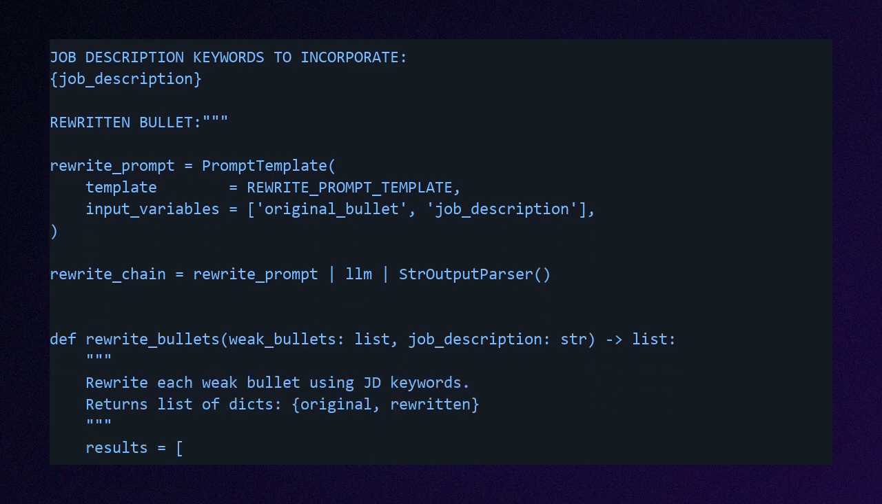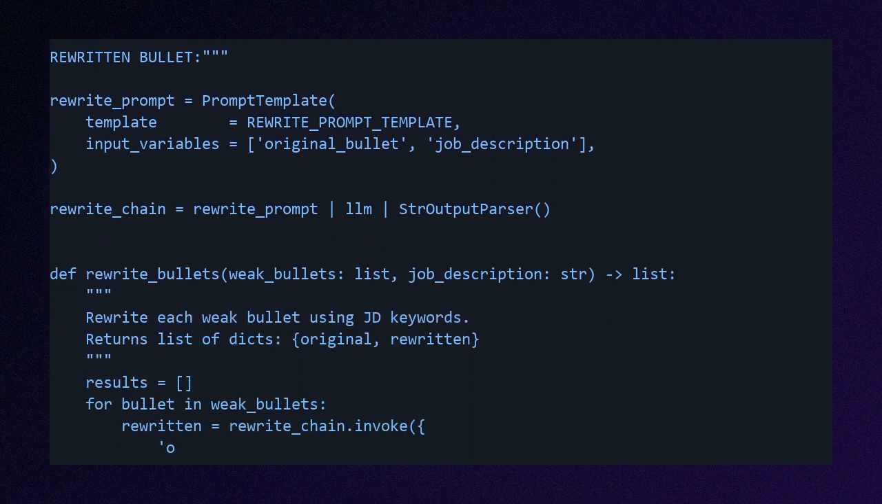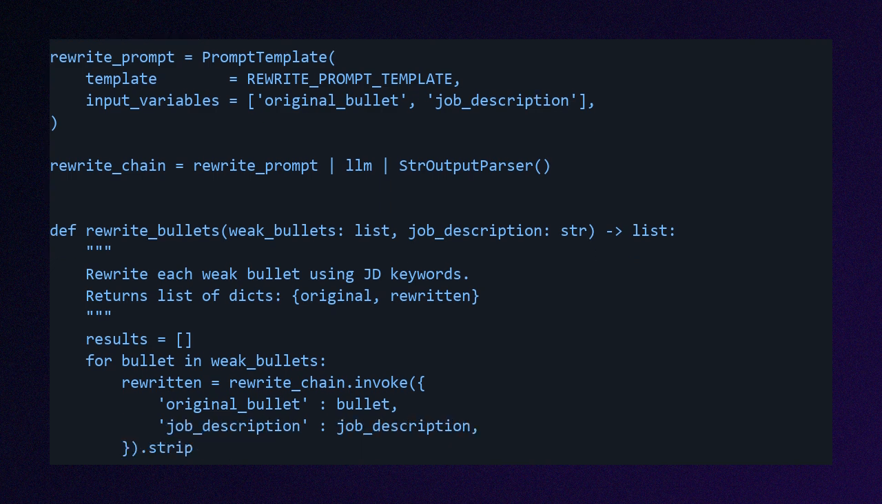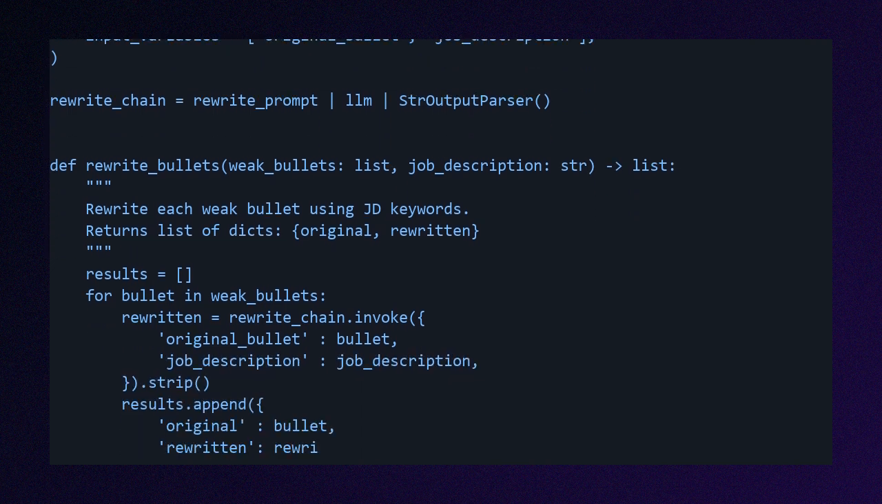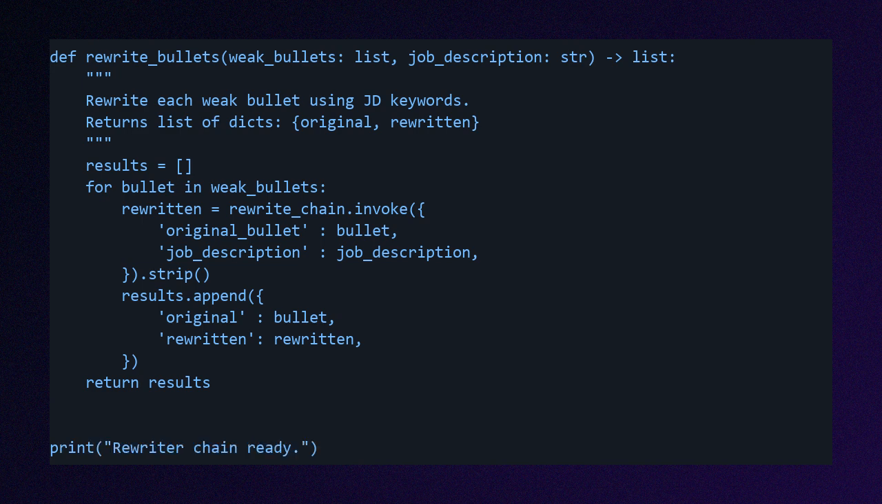We run this in a loop over every weak bullet the scorer identified. Each bullet gets its own LLM call. That is more API calls than one batch call, but it gives better results. One focused rewrite per bullet beats a batch that loses context.